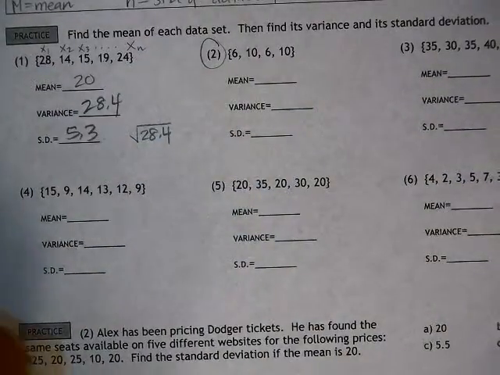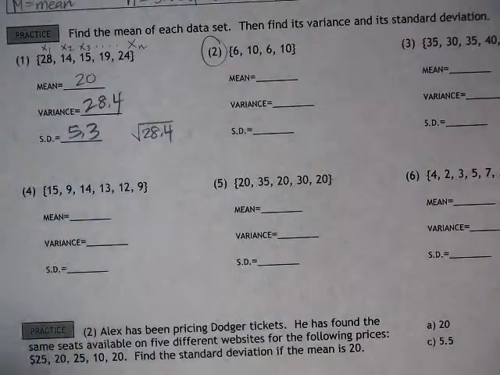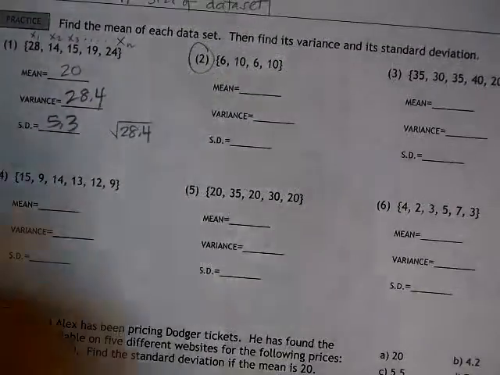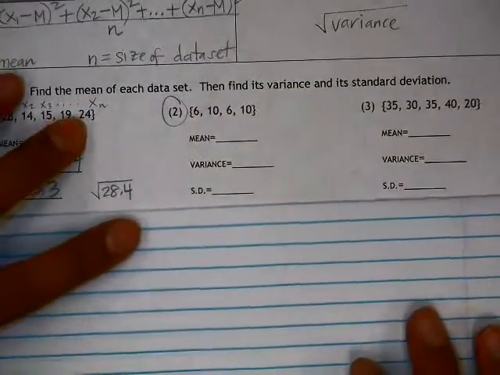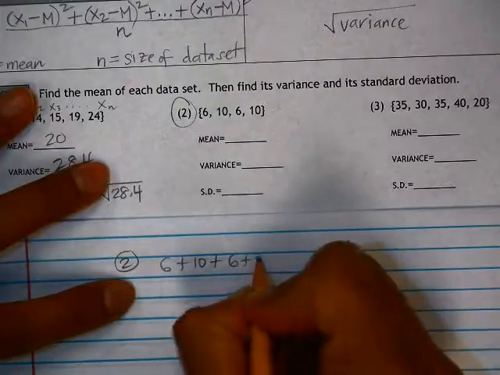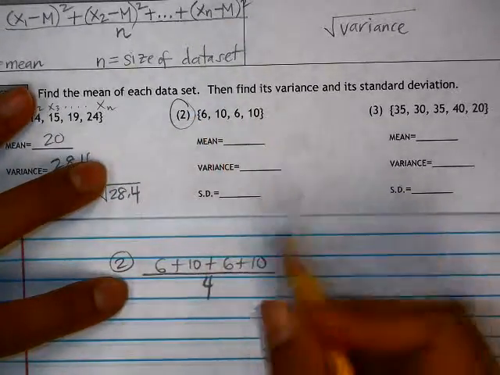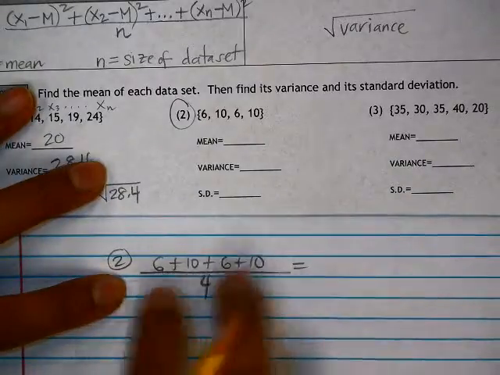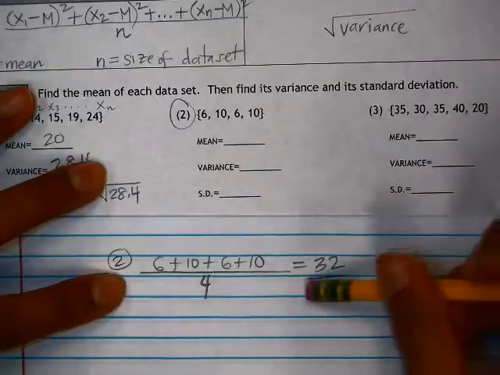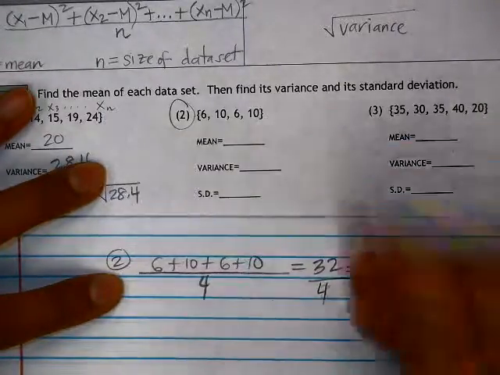So the mean of our data is the average of these numbers. So adding these all up and dividing by 4, because there's 4 numbers in our data set. So that's 20 plus 12 is 32. Divide that by 4. So our average is 8.